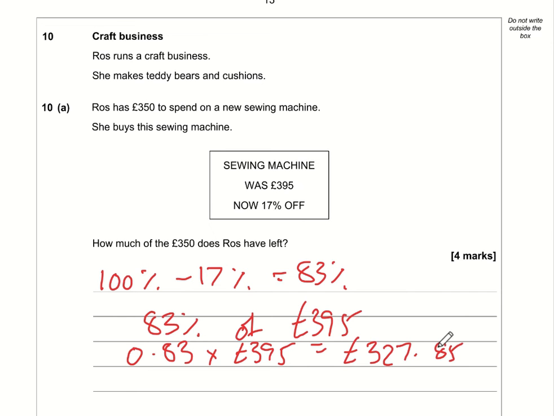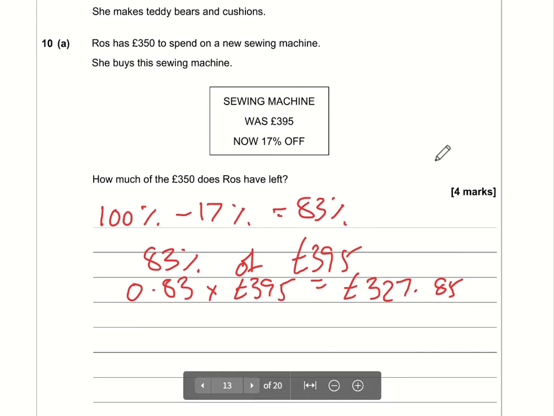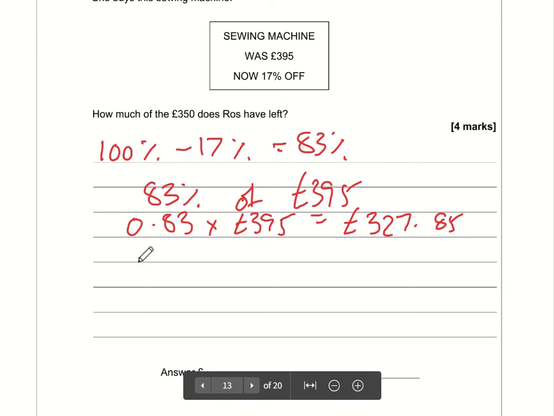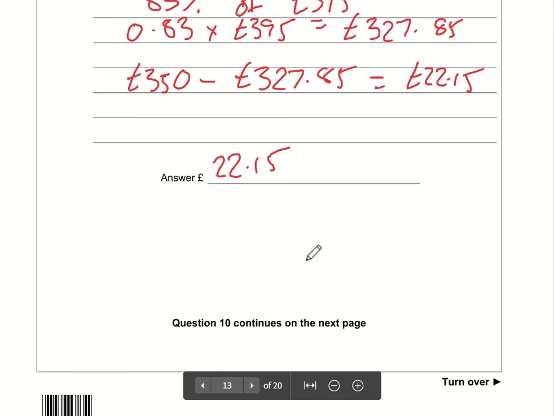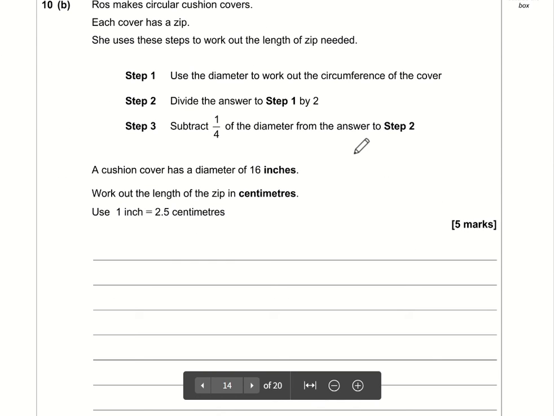£327.85. So the question is, how much of the 350 does she have left? Well, that's simply going to be £350 take away the £327.85, and that comes to a total of £22.15. Okay, let's take a look at part B.